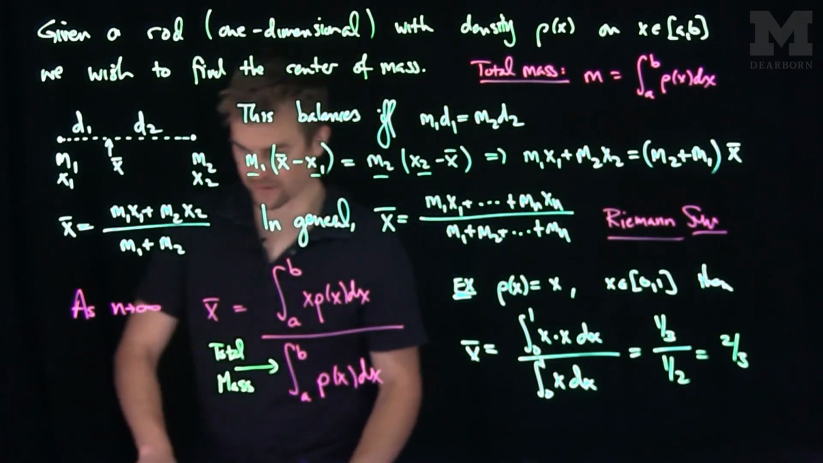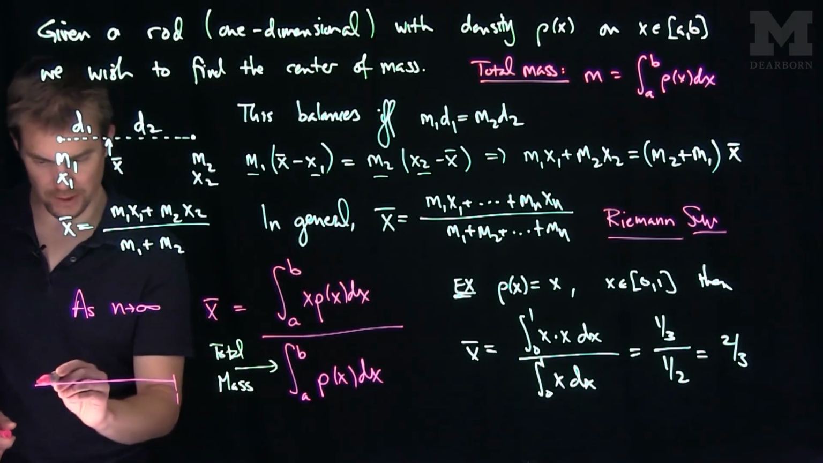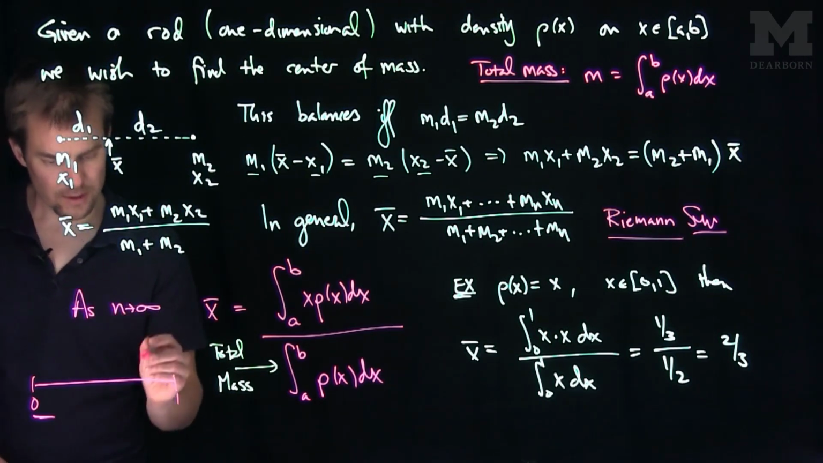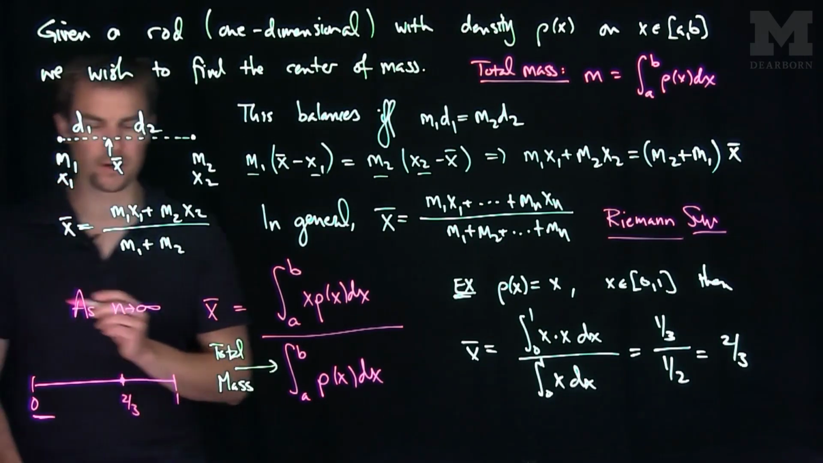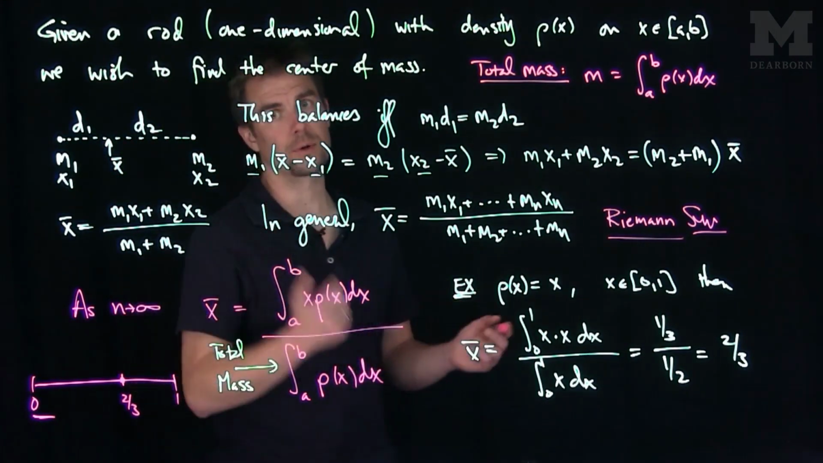And so what this is saying is, if I have a linearly growing density, here's 0, here's 1, with virtually no density over here, then to balance this you need to put your finger at the 2/3 point, and that will balance this rod, which has a linearly growing density between 0 and 1.